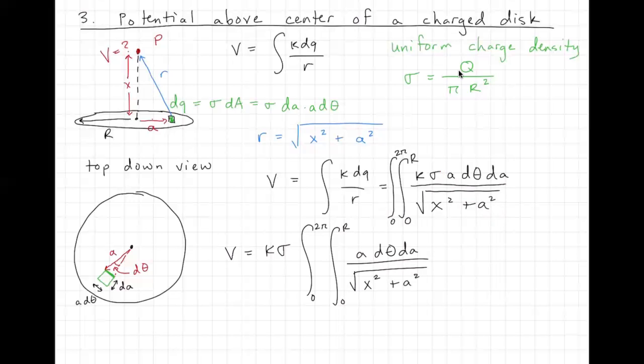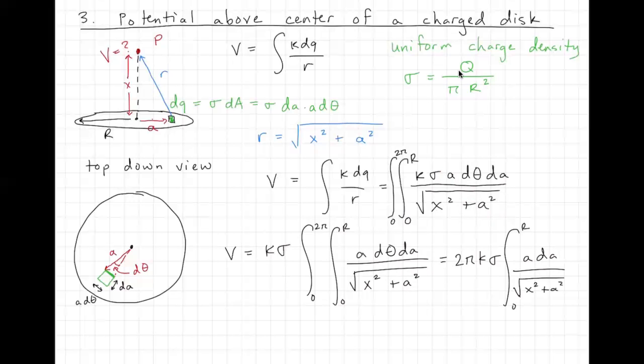I can do the theta part first. That's a pretty simple integral. For the theta integral, everything else is constant except for the d theta. So really all I'm getting is theta when I do that integral, and theta goes from 0 to 2 pi. So I just get a factor of 2 pi from the theta integral. I'll write that and just pull it out front. So 2 pi k sigma. Now I have a single integral, 0 to r, a dA over square root x squared plus a squared.